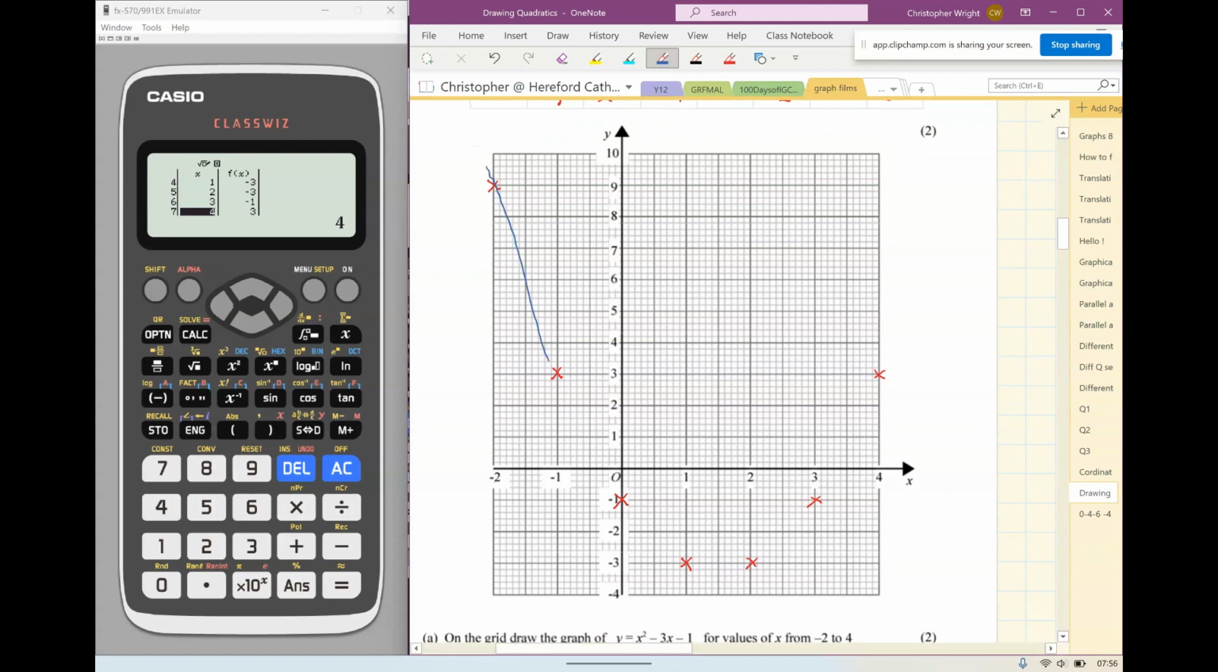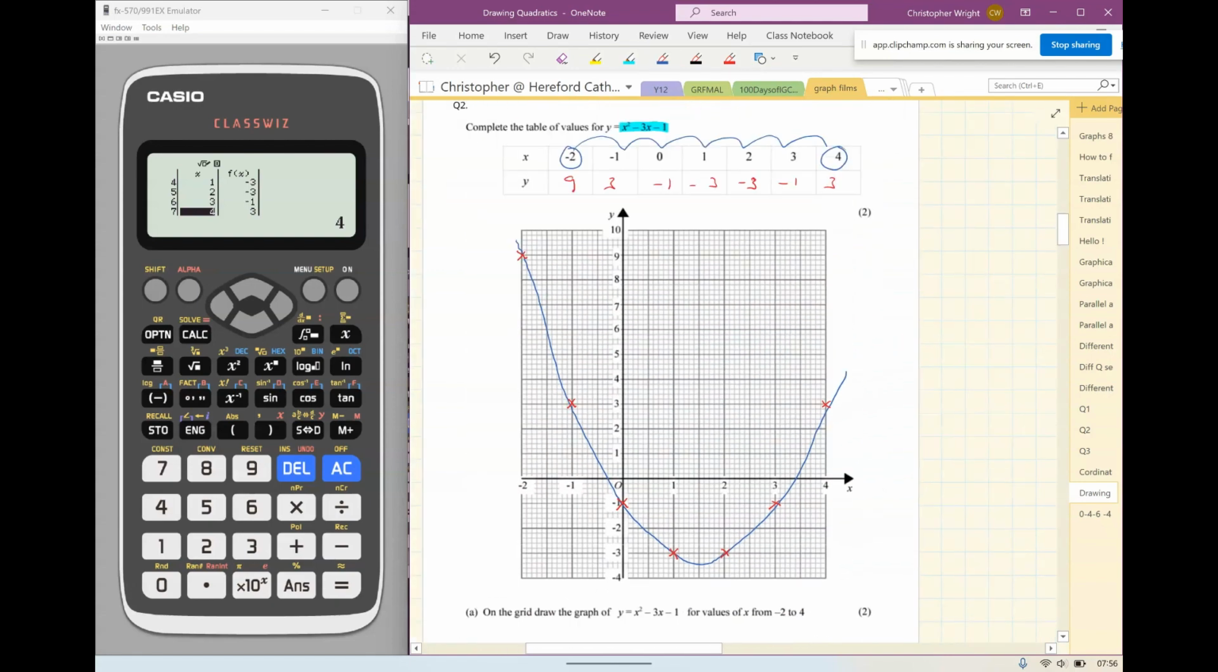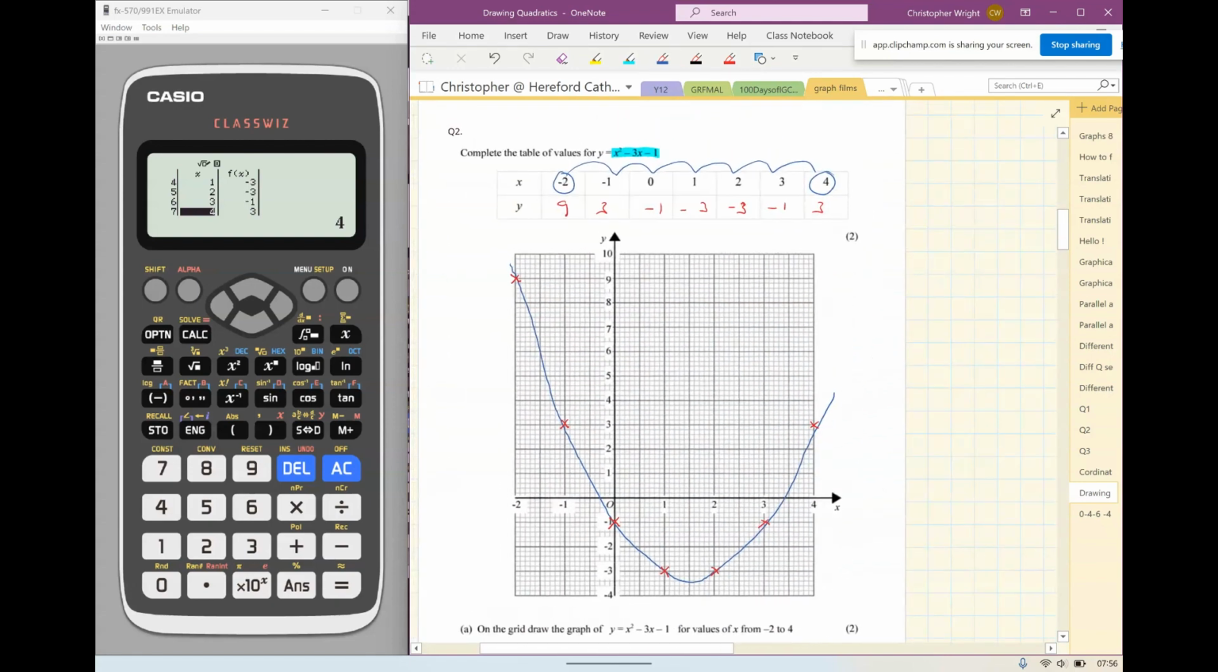Remember, you're using a smooth curve. Do not use a ruler, and make sure it is clear that your graph is not flat at the bottom. And that is question 2 complete.